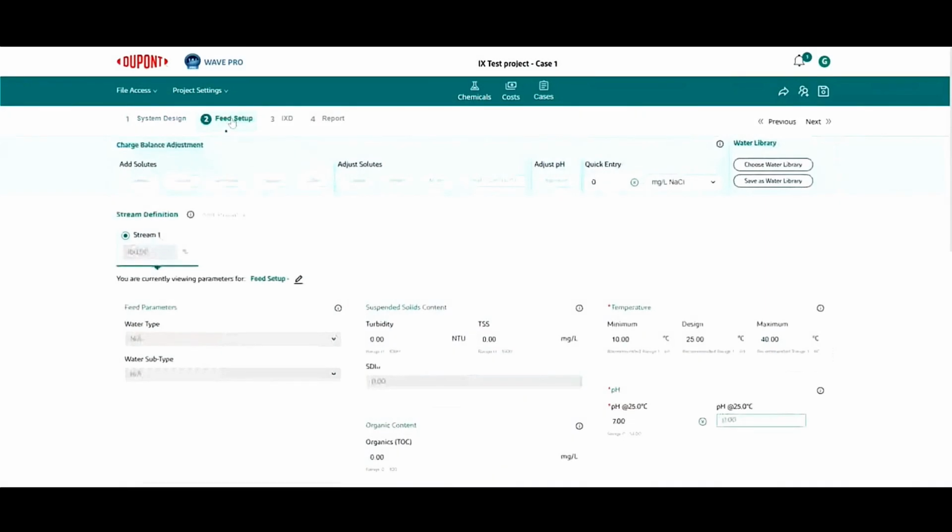Next, you go to the feed water screen and input your feed water chemistry. For ion exchange, since you're trying to remove specific ions and the performance depends on the exact water chemistry, it is important to input accurate information about your water composition.